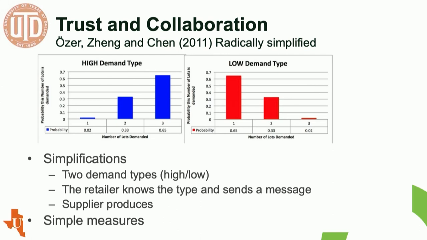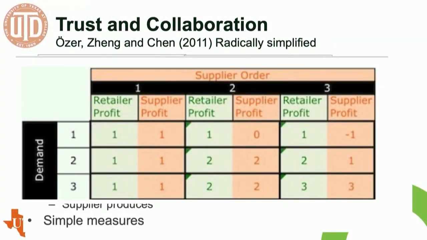So the retailer moves first and sends a signal. Of course, the signal doesn't have to be truthful. The supplier sees the signal and decides on production, either 1, 2, or 3. And that's the game. It's much simpler than the original, and I think it delivers the same message. And these are the payoffs. I take a little bit of time to explain it in class.